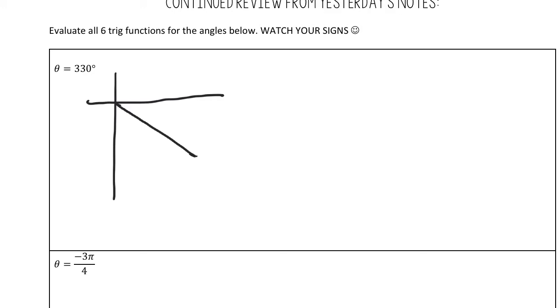330 lands in the fourth quadrant, and I want you to think about how far 330 is from your x-axis value of 360. You should figure out that your reference angle is 30 degrees. Form a right triangle with your x-axis and fill in the remaining degree. At this point, you should be comfortable filling in your side lengths, recognizing that it's a 30, 60, 90 triangle. Go ahead and fill those in.